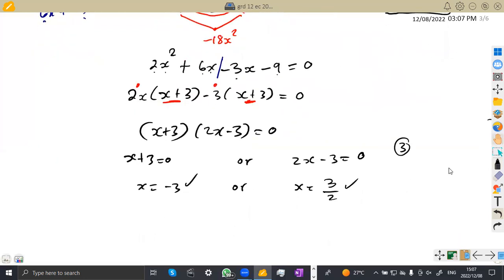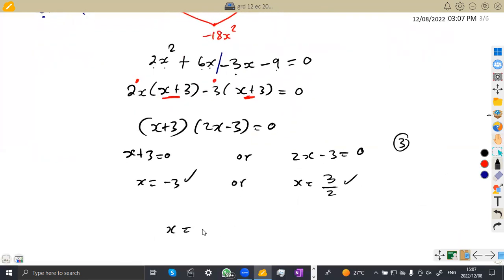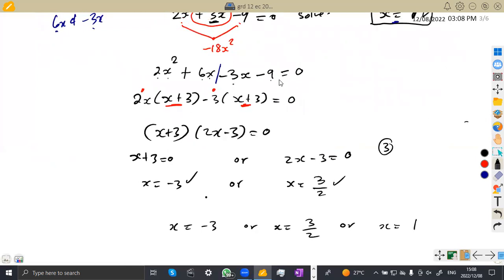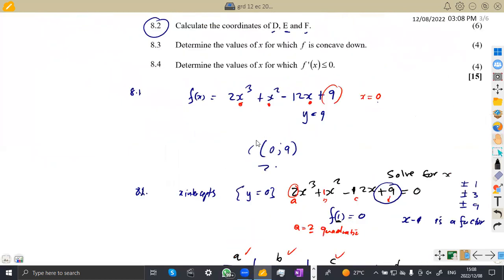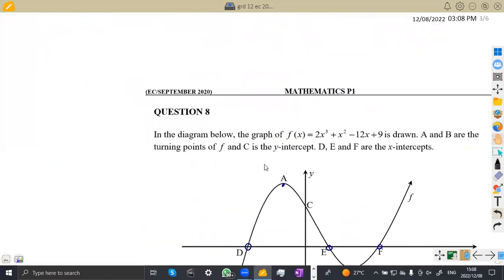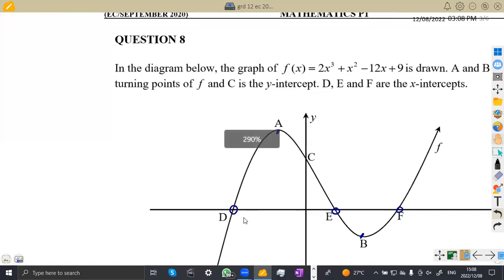So we are going to have our x being equal to negative 3, our x being equal to 3 over 2, or our x being equal to 1. But we are supposed to name these as the coordinates. Remember, we said y is equal to 0. So now we are going back to the coordinates and see which one is it according to the graph. As you can see, D is far away here, so it's a negative one. So the one that is a negative is our D.